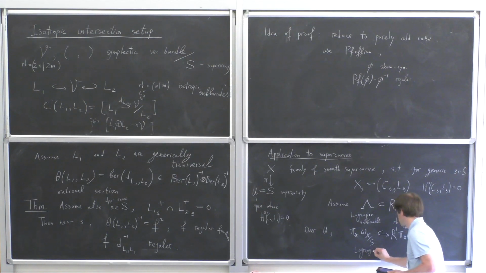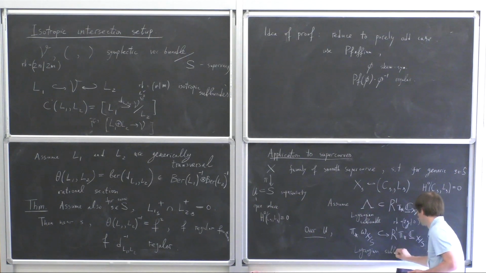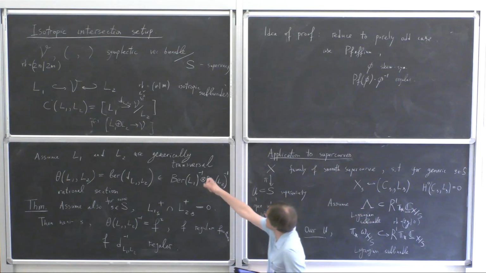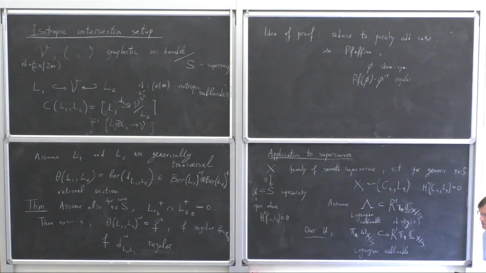Okay, so this is only true over U, because otherwise the global sections will prevent this from being a subbundle. And then I can apply this construction in the purely even case. So I have a purely even symplectic bundle with two Lagrangian subbundles. So I have some rational section.